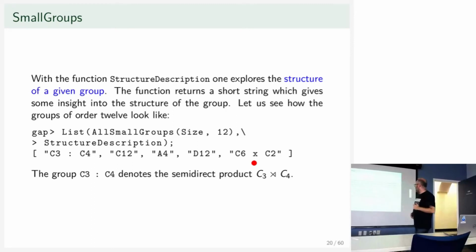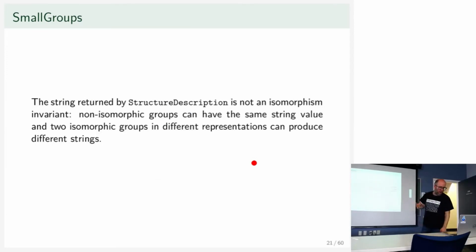And would it only give us one string in that case? Sorry? If there was more than one semidirect product, would it give the same description twice, or would it only give one? Maybe yes. Yes. So this is very, very useful, but it's not an invariant. Okay? This string is not an invariant. So you can have, for example, non-isomorphic groups with the same string, and you can have 2 isomorphic groups with different strings, right? This is clear, right?